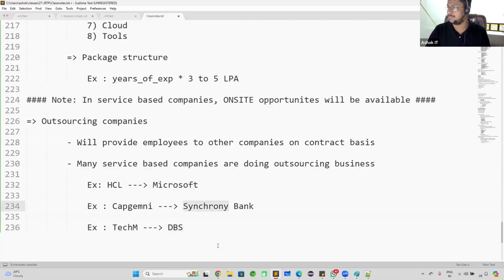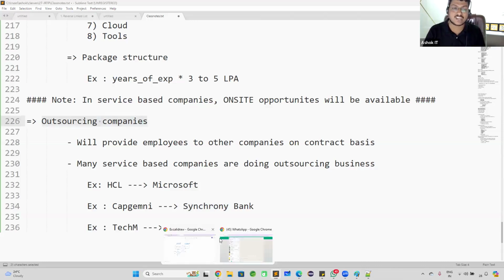Synchrony is my previous company. It is a bank in the US. In my team, Synchrony employees are available, HCL employees are available, Cognizant employees are available. I am working for a broad-based company, so in my team, other company members are also working. That means HCL, Capgemini, Tech Mahindra, and Wipro are providing services to clients as well as providing employees to other companies on a contract basis. Such companies are called outsourcing companies.